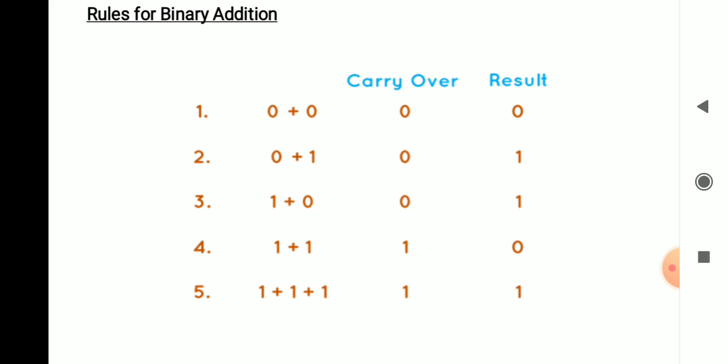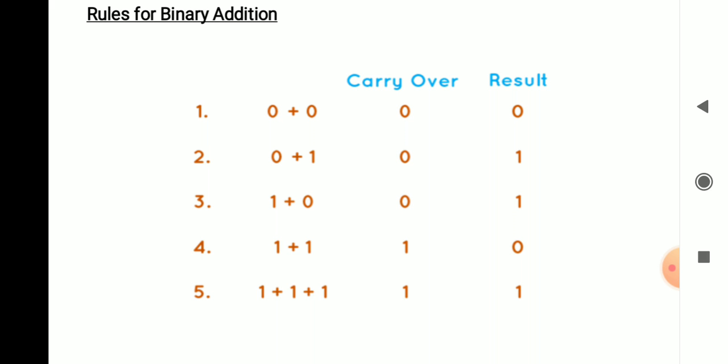Again, the fifth rule, when we add 1 plus 1 plus 1, we get the result as 1 with carryover 1. That means when we add 1 plus 1 plus 1, we get the result as 11. Here 1 is the result of addition and 1 is the carryover. So these are the basic rules for binary addition.